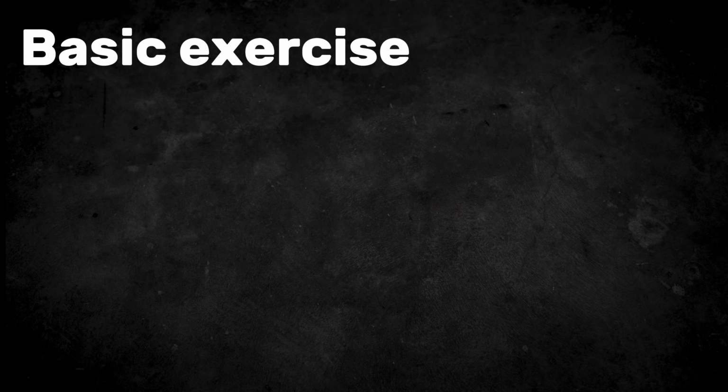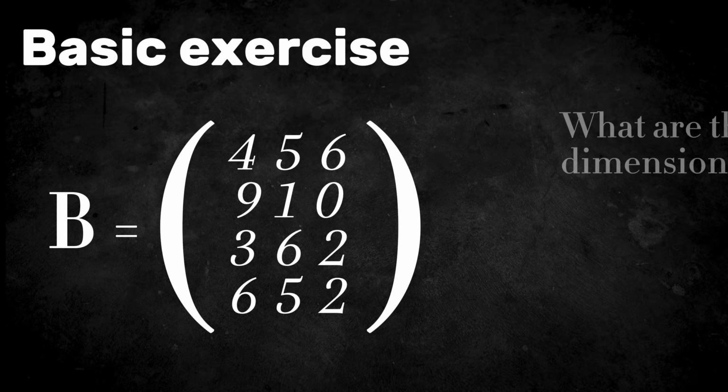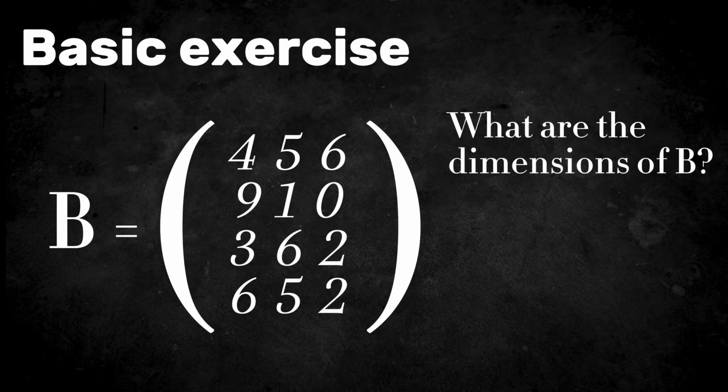Let's try a quick exercise together. Suppose we have a matrix B that looks like this. What are the dimensions of this matrix? The answer is 4 by 3. So we can write this as B to the power of 4 times 3.